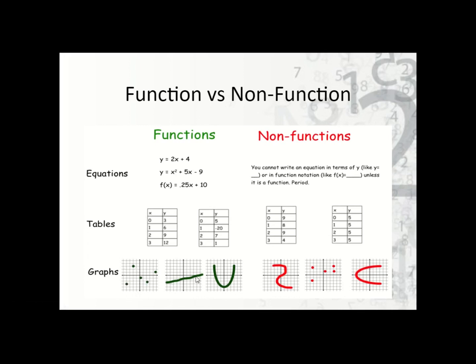Here we have a straight line. I can pick any x value, and there's only one y that matches it. Here, again, same thing. Now, non-functions look something like this.